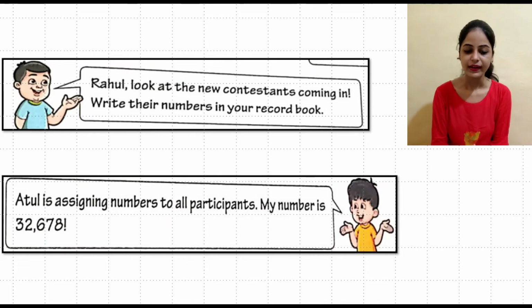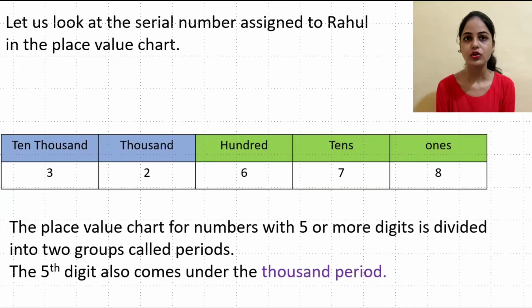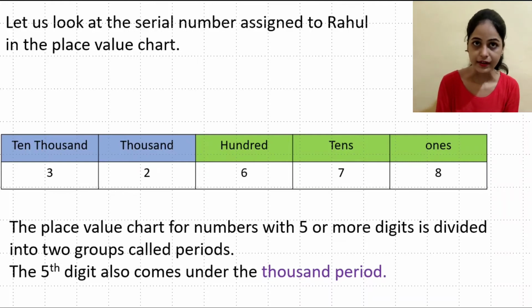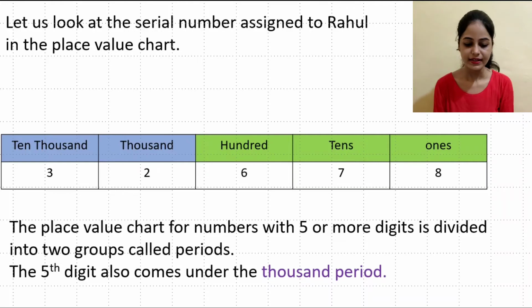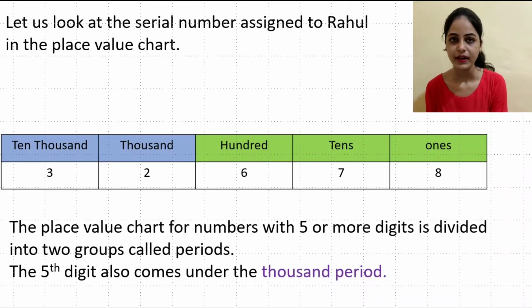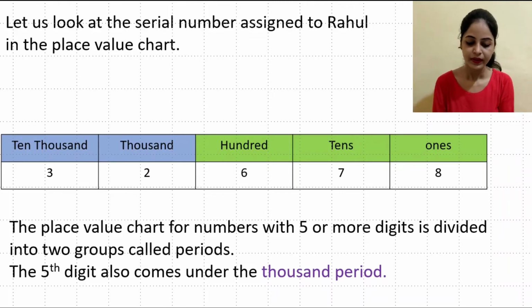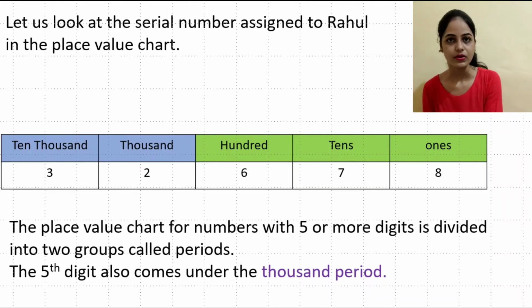And Rahul's number is 32,678. Let us look at the serial number assigned to Rahul in the place value chart. With the help of the place value chart, we can put 3 in the place of 10,000, 2 in the place of 1,000, 6 in the place of hundreds, 7 in the place of tens, and 8 in the place of ones. The place value chart for a number with 5 or more digits is divided into groups called periods. So here the first period is hundreds, tens and ones, and the second period is 10,000 and 1,000. The 5-digit number also comes under the thousands period.